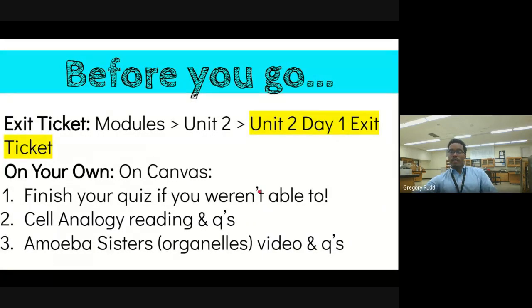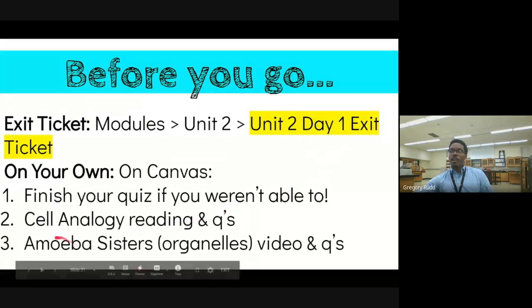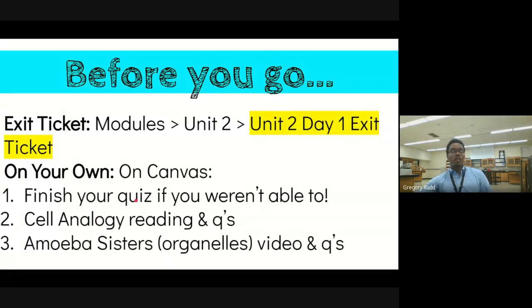All right, so we're at the end of the synchronous portion of class. We have 26 minutes left. I want those of you who weren't able to do the quiz yesterday to try and see if you can do it. If not, then I still need to work to provide a backup option. But there are 2 assignments in Canvas under Unit 2, Day 1, in addition to the exit ticket. I would start with the Amoeba Sisters video because it's pretty easy. But you could also do the cell analogy reading and questions, whichever order you prefer. But those of you who have not done the quiz yet, please try to do your quiz.